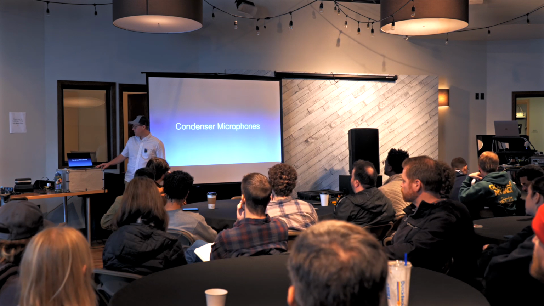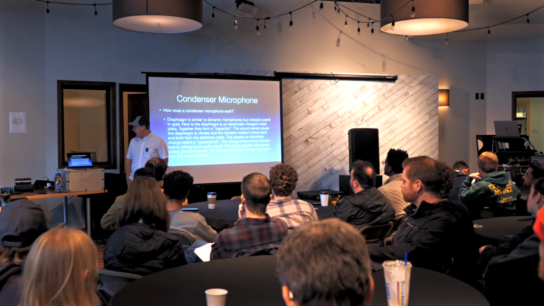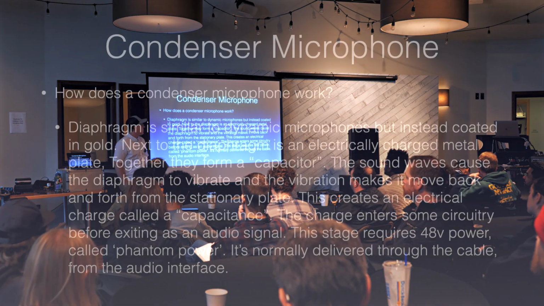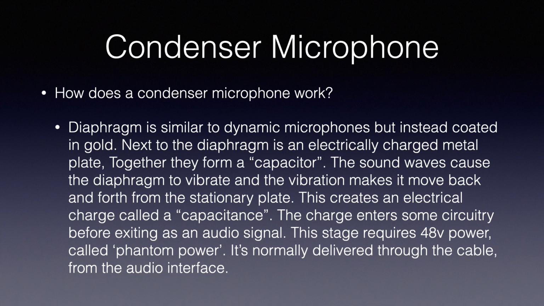So let's move to condenser microphones now. How does a condenser microphone work? The diaphragm is similar to a dynamic microphone. However, most of them are plated in gold, and then next to the diaphragm is an electrically charged plate. Together, those form what's called a capacitor. The sound waves cause the diaphragm to vibrate. The vibration makes it move back and forth against the stationary plate, and this creates an electrical charge called capacitance.